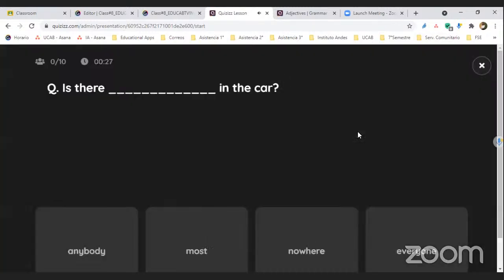Okay, so is there in the car? So choose between anybody, most, nowhere, or everyone. Remember to identify if we need to use an indefinite pronoun that is about places, things, or people, okay?